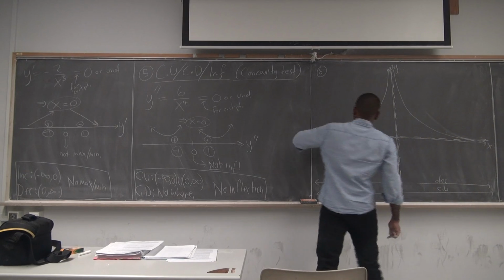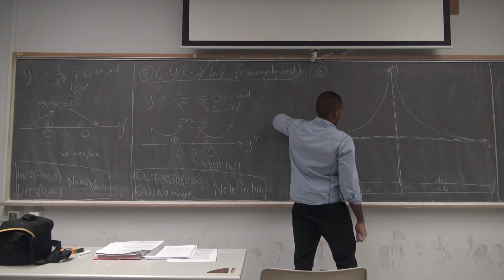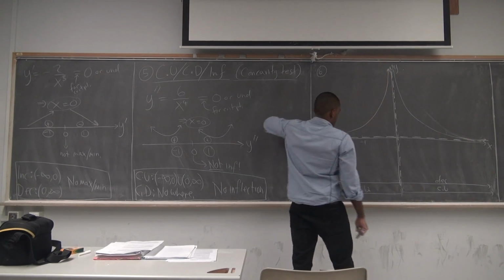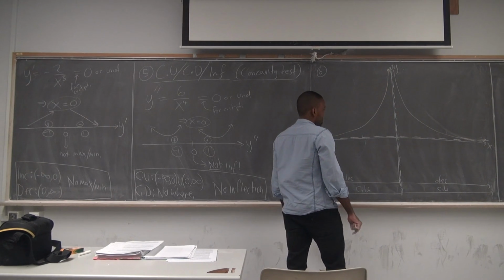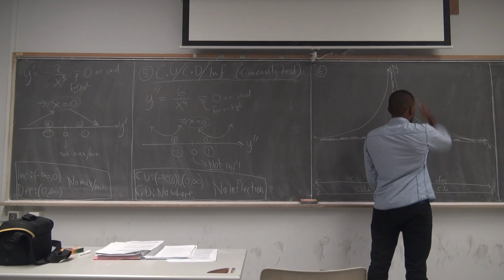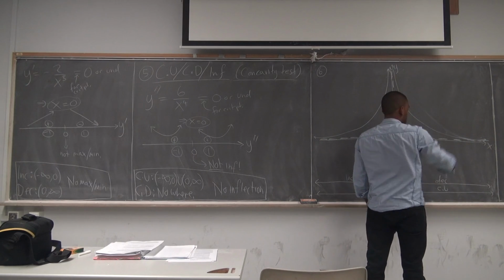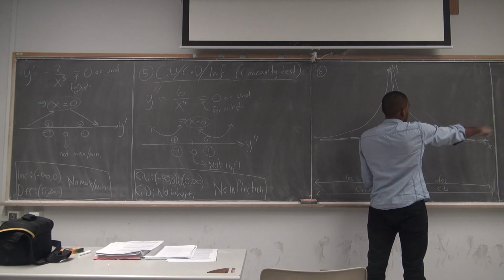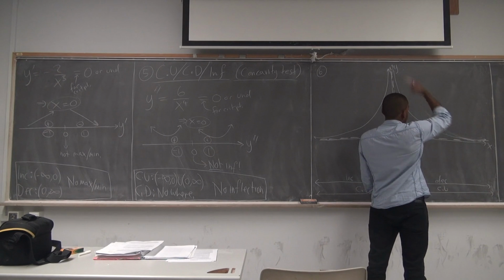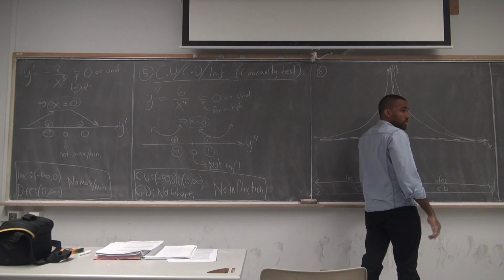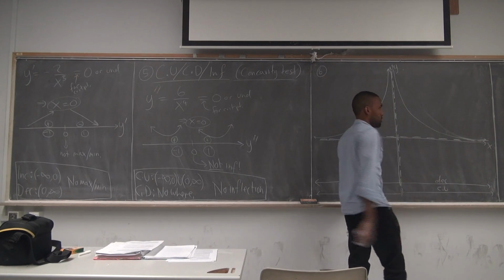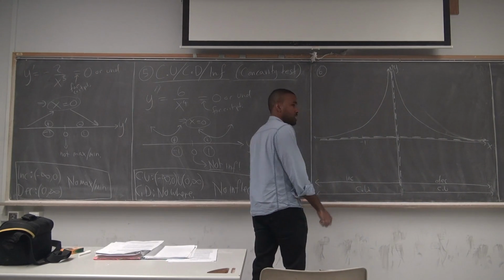So here, I'm increasing and concave up, so I know I'm increasing and I'm shaped like a smiley face, right? I do not cross the x or the y-axis because there are no intercepts. On this side, I'm decreasing, I'm falling, and I'm still concave up, so I'm falling and I'm shaped like a smiley face at the same time. I do not touch the y-axis, I do not touch the x-axis. As expected.